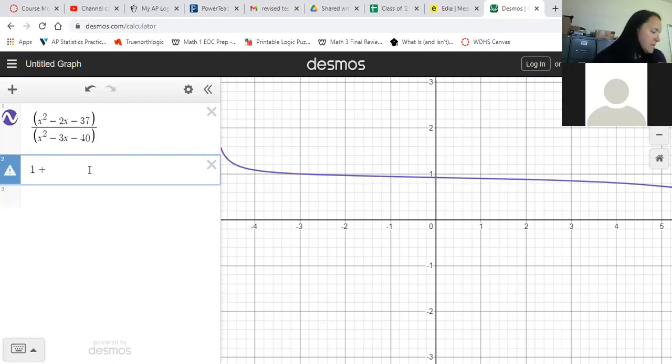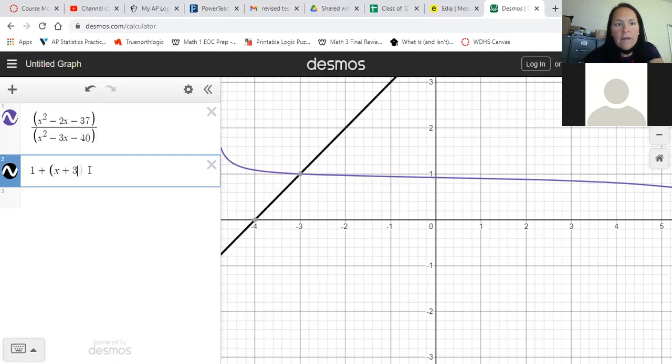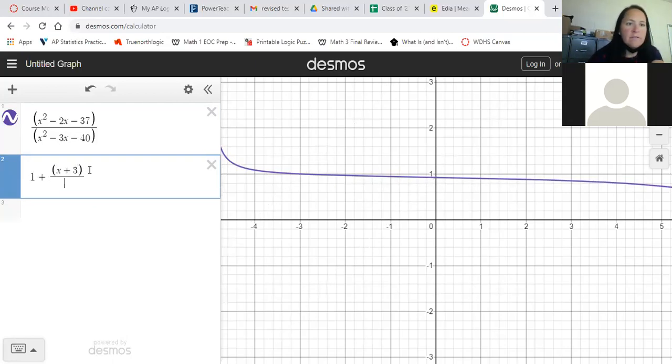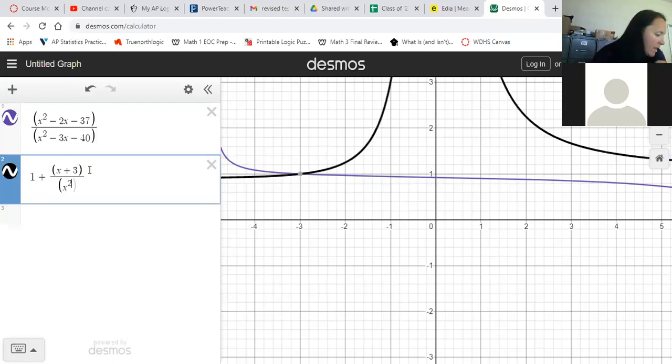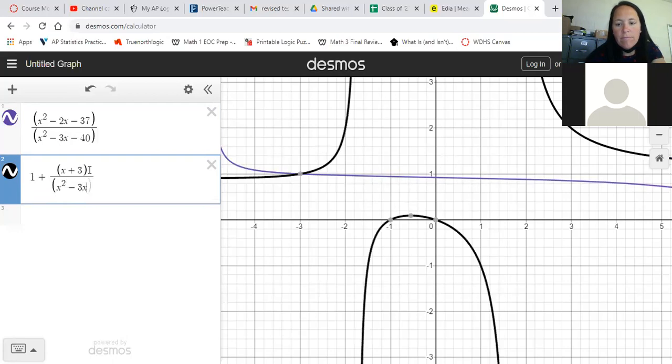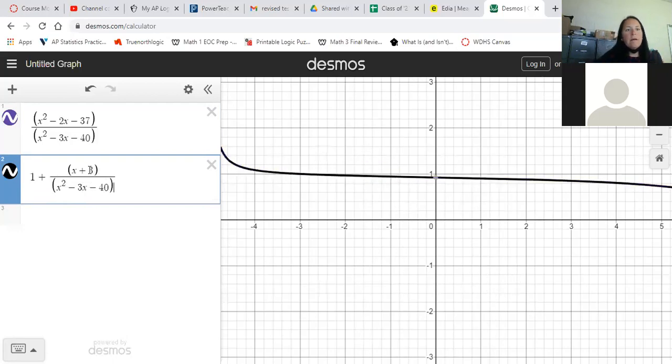1 plus, we have x plus 3 divided by x squared minus 3x minus 40. Okay, check this out. See that blue line? All I did was click this side over here. It turned off that graph. So the blue line is the first one. If they're equal, it will graph over it. So A would be your answer.